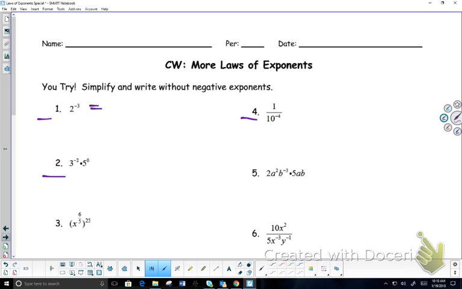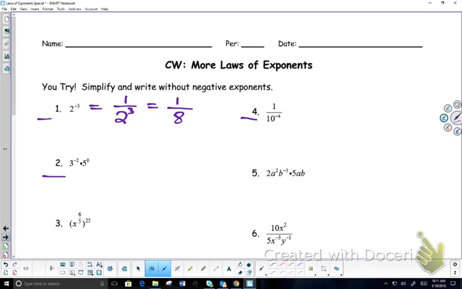This would be 2 to the negative 3. Well, the negative tells me to put the 2 down below. So now I have 1 over 2 cubed. Notice the negative is now gone. So I took care of the negative. Now I just have to deal with the 2 cubed. So I got 1 over, well, 2 times 2 is 4, times 2 is 8. So 1/8.